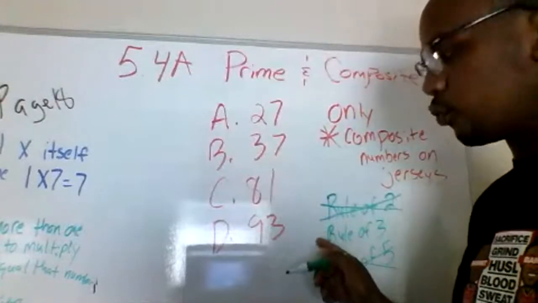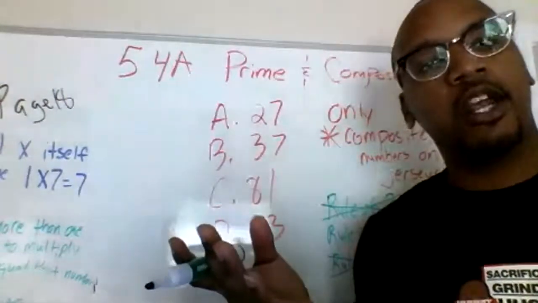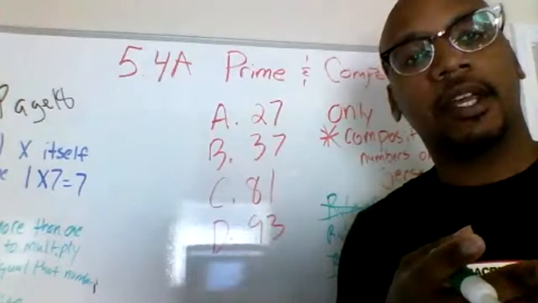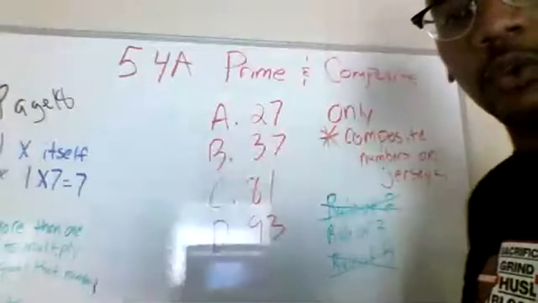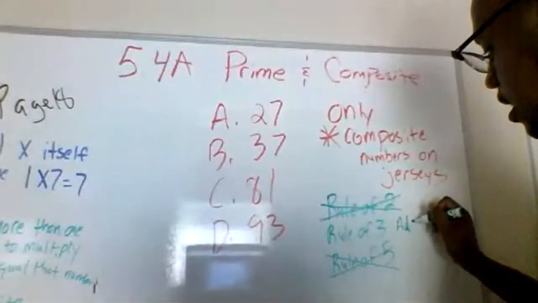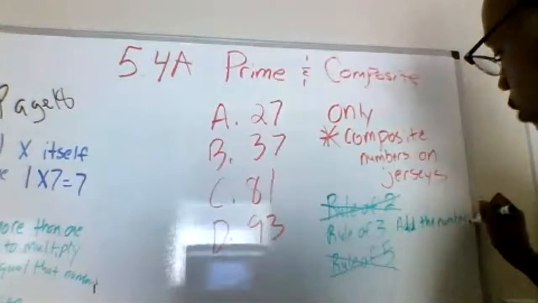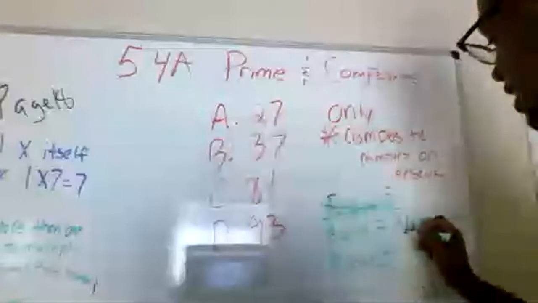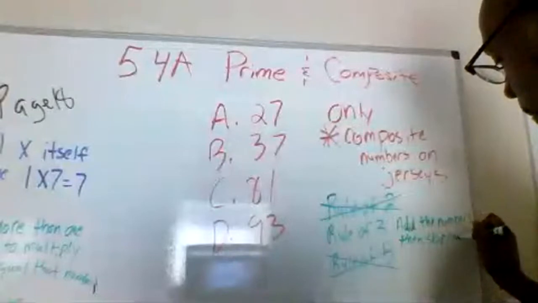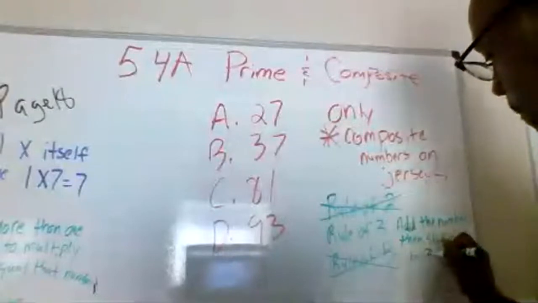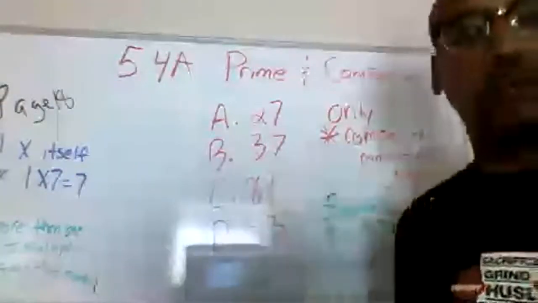But you can use the rule of 3 on these numbers. If the rule of 3 works on the number, it's not prime, because the rule of 3 works, which means 3 is another factor. So the rule of 3 says add the numbers. In the rule of 3, you got to add the numbers together, then skip count by 3. So if you can add the numbers and skip count by 3, then the rule of 3 works.